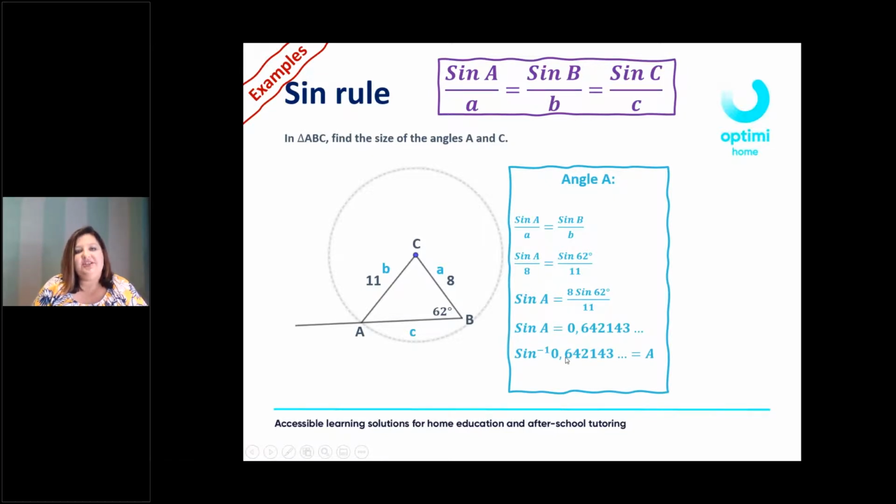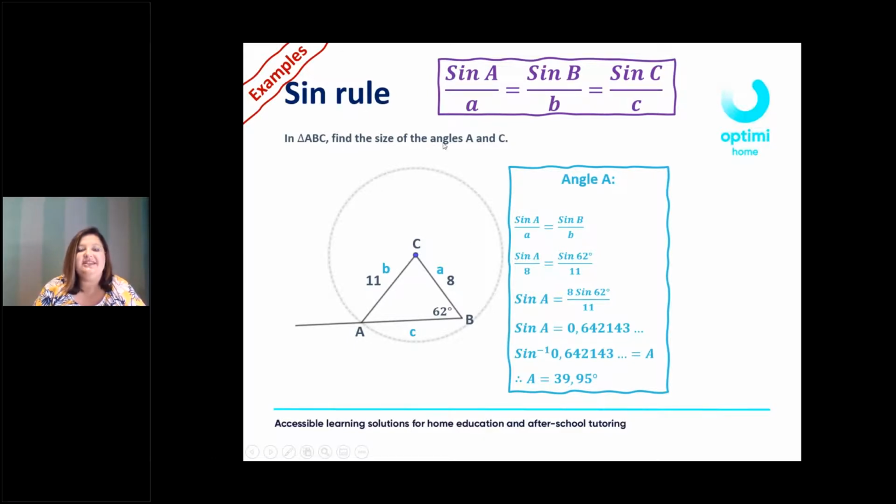If you don't have a Casio and you have a Sharp, you don't have a shift, but you have a second function button on the top left-hand side. So you can press second function sin, this value, and equal. It means that your angle will be given as 39.95 degrees. This is a rounded-off answer to two decimal places. Right, so I've calculated angle A, which is what I wanted.